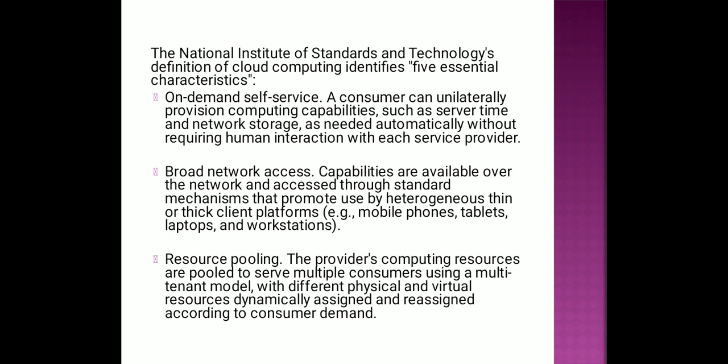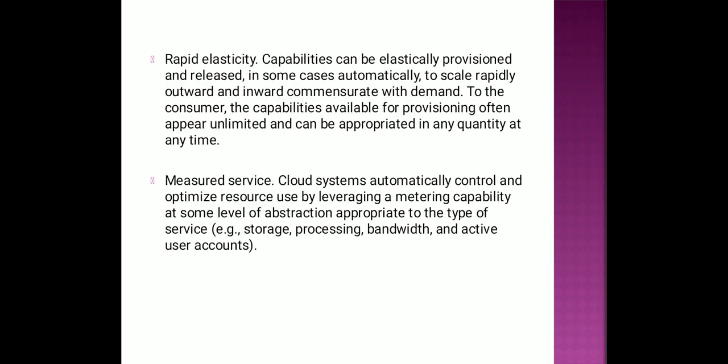The five essential characteristics are given by the National Institute of Standards and Technology. On-demand self-service: when needed, we can get server time as well as network storage. Broad network access: it uses heterogeneous client platforms, mobile phones, tablets, laptops and workstations. Resource pooling: serve multiple consumers using the multi-tenant model. Rapid elasticity: it provides unlimited quantity at any time. Measured service: it controls and optimizes the resources used by leveraging some level of abstraction appropriate to the type of service.